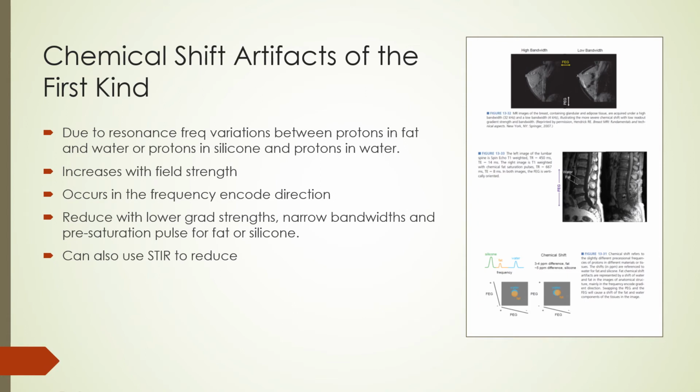Chemical shift artifacts can be reduced by using a lower gradient strength and narrow bandwidths in combination with off-resonance chemical pre-saturation RF pulses to reduce the signals from the fat or silicon. An alternative is to use short tau inversion recovery techniques to eliminate the signals due to fat at the bounce point. Swapping phase and frequency gradient directions or changing the polarity of the frequency encode gradient can displace chemical shift artifacts from a specific image region, even though the chemical shift still exists.